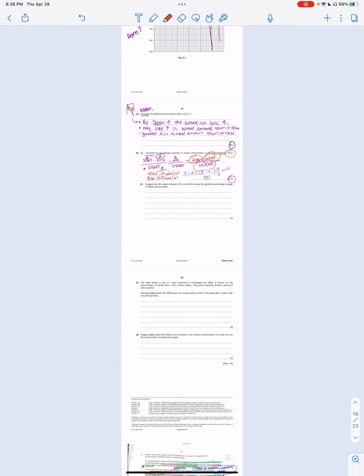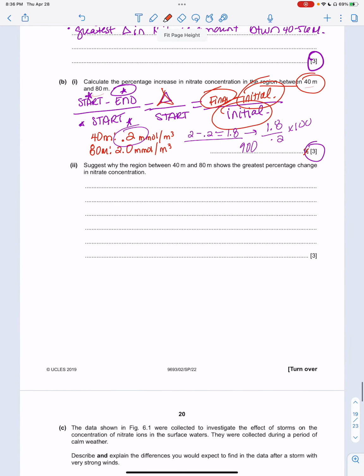Thanks, sweetheart. Oh, man. Suggest why the region between 40 and 80 shows the greatest percent change in nitrate concentration.